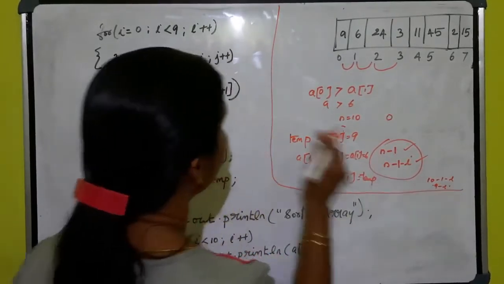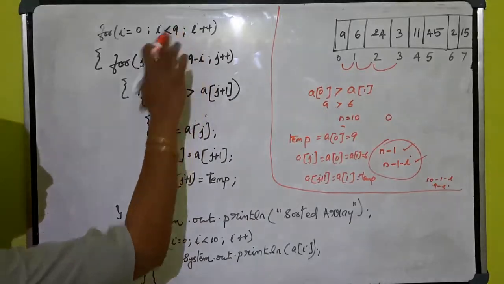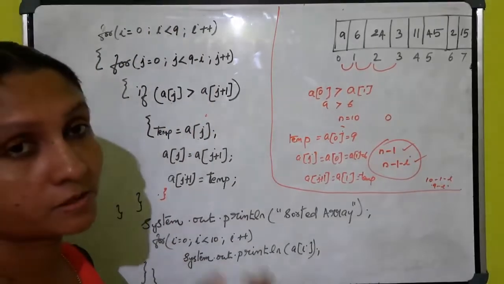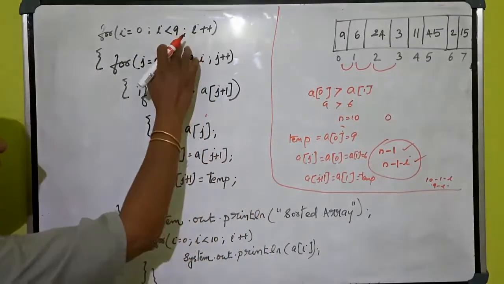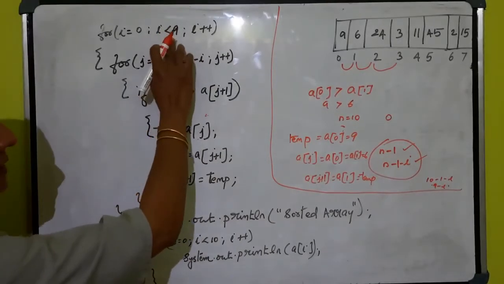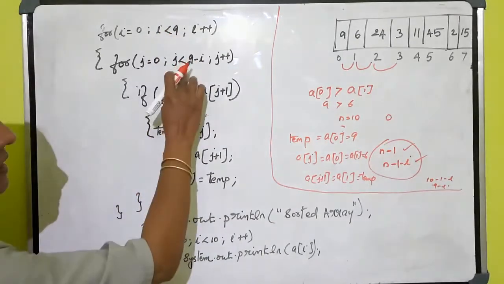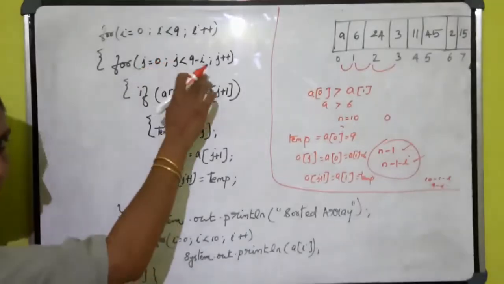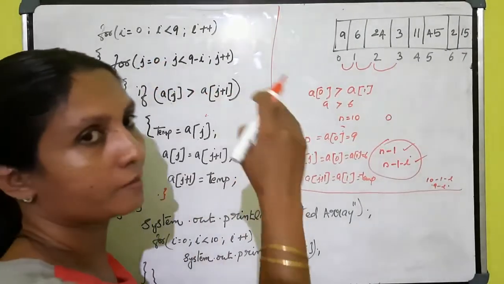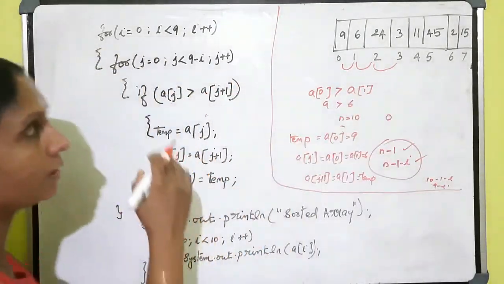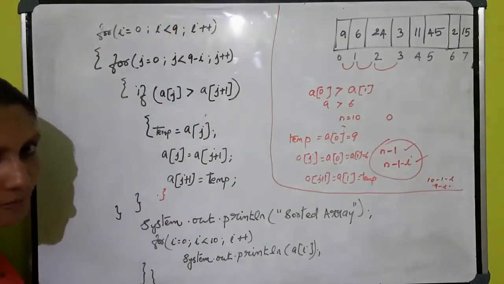Means 9 minus i. See? Understood? Just always remember this one. This is very, very important, the limits. In the first loop, i less than 9, and in the second loop, j less than 9 minus i. That means number of elements minus 1 minus i. Here, number of elements minus 1.